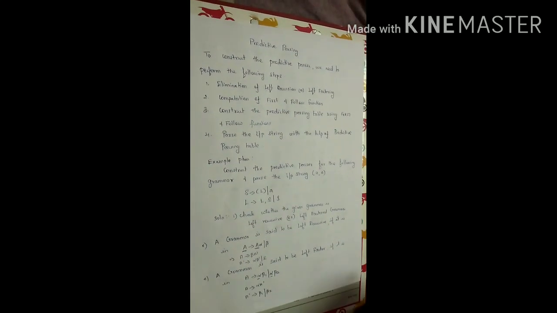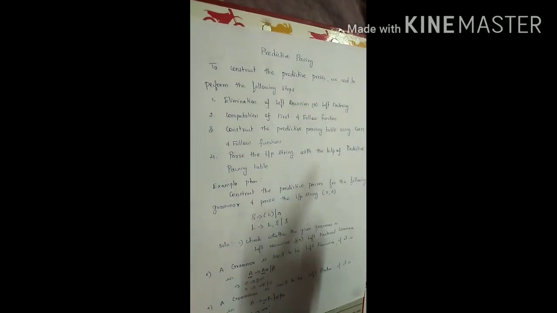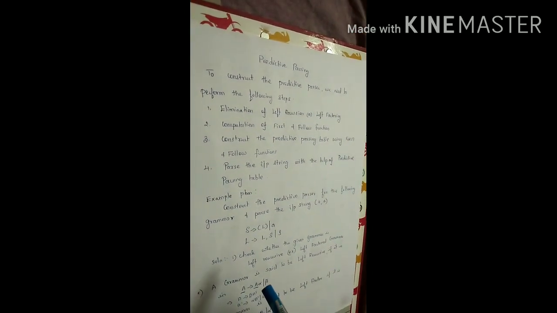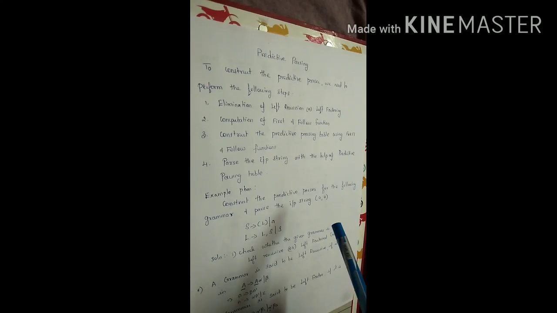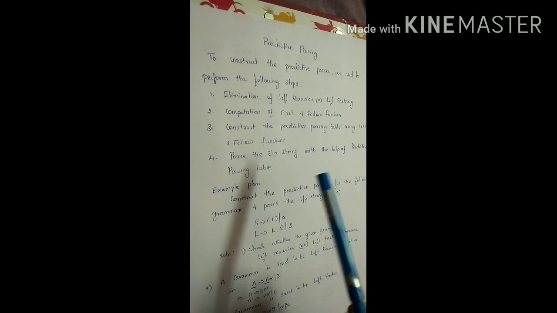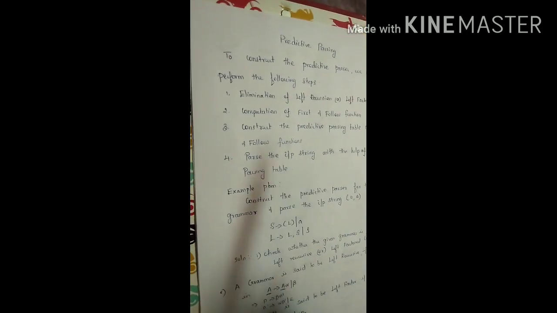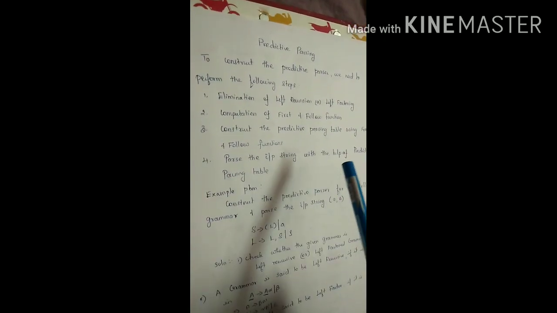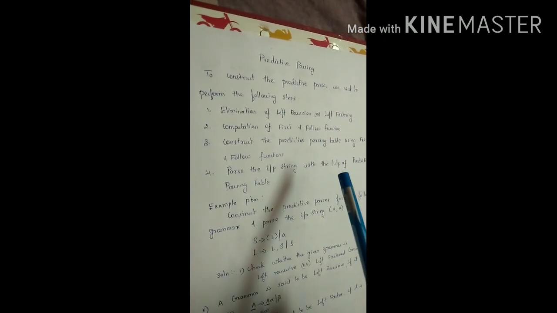Now we'll see how to construct the predictive parsing table and how to parse the input string using that parsing table. To construct the predictive parser, we need to perform 4 steps. Step 1 is elimination of left recursion or left factoring. First we need to check whether the given grammar is left recursive or left factored. If the given grammar is in either of these forms, it has to be eliminated.